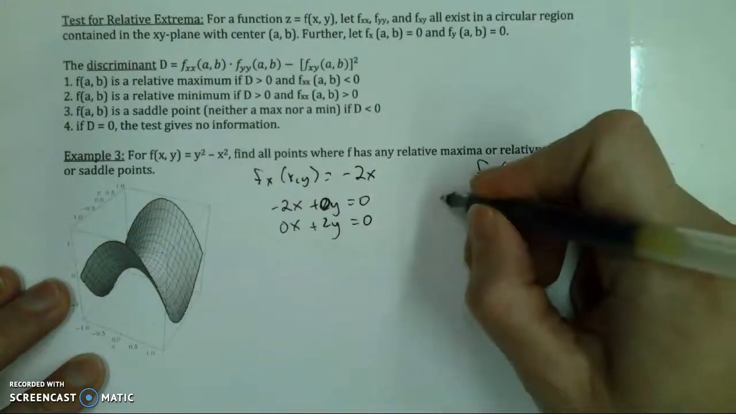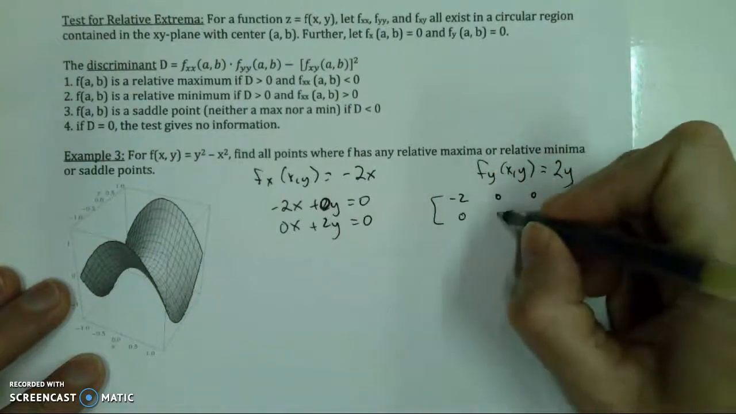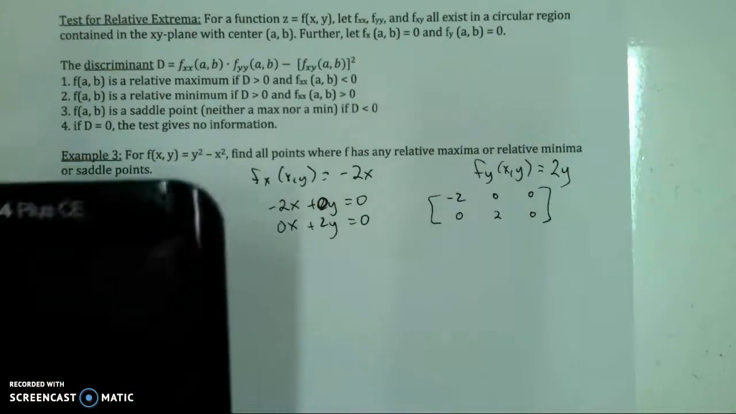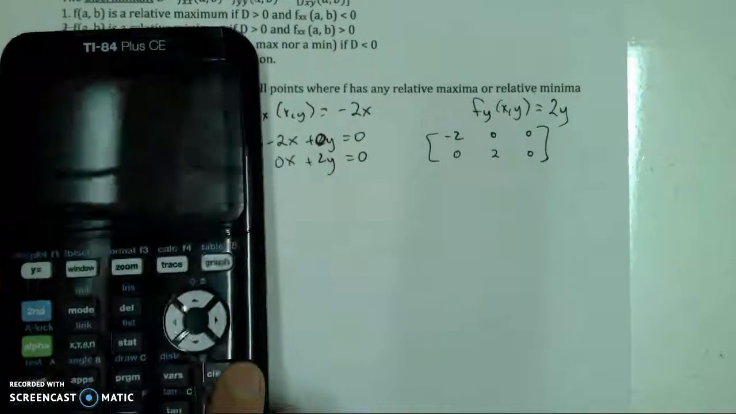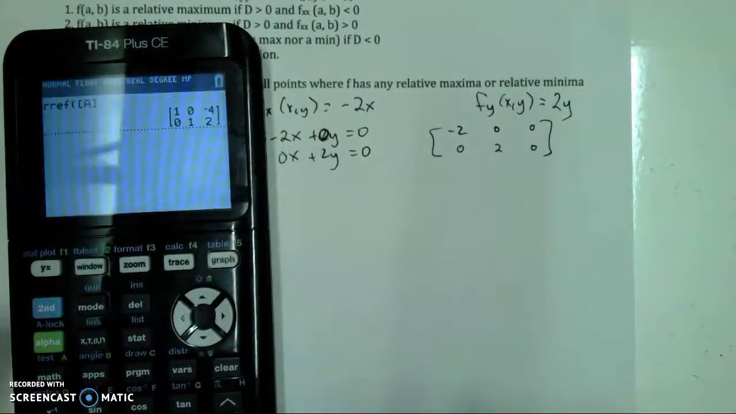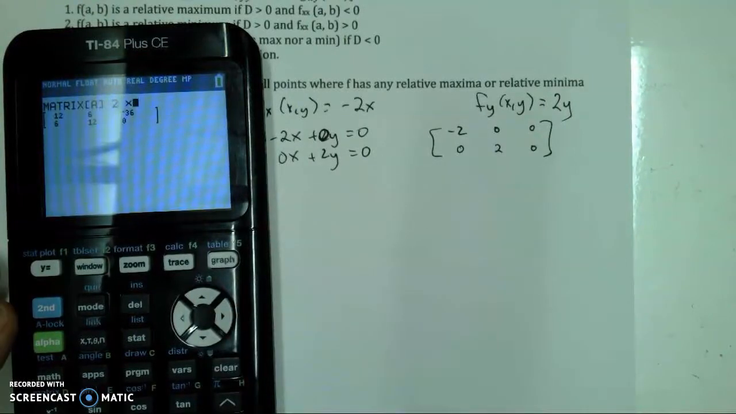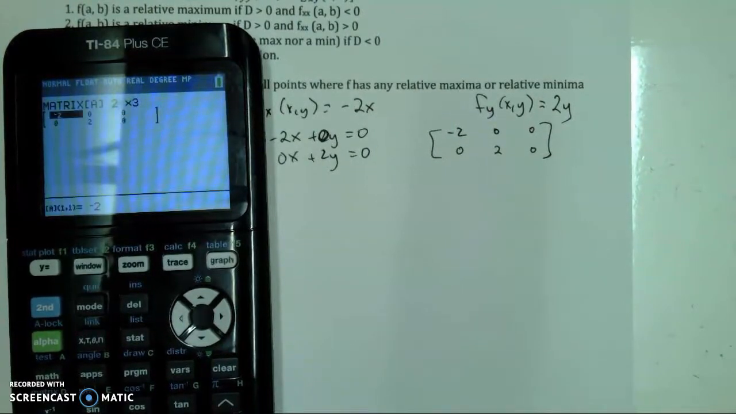So when I make my matrix, this is going to be negative 2, 0, 0, then 0, 2, and 0. So again, I always want it written in that form, because otherwise I'm not going to be able to do my matrix correctly. And let's scooch that up a little bit so you can see my calculator. So let's go to my matrix menu. And once again, let's edit. I've already got my dimensions in. So negative 2, 0, 0, 0, 2, 0.